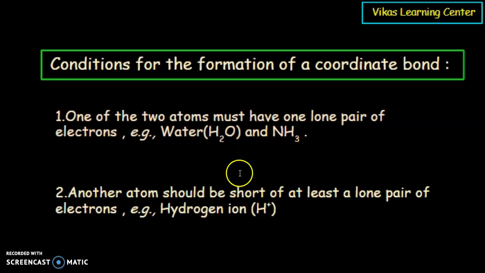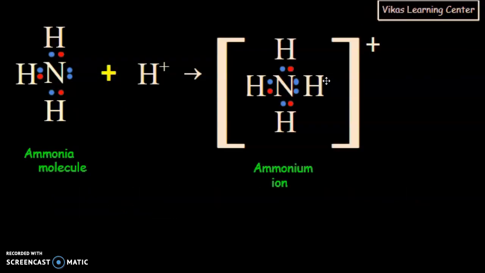So, these are the conditions that are mandatory for the formation of a coordinate bond. That is, one of the two atoms must have a lone pair of electrons, whereas the other atom should be deficient of electrons, able to accept a lone pair. Only then can it lead to the formation of a coordinate bond between the combining atoms.